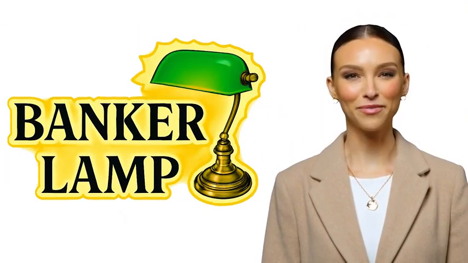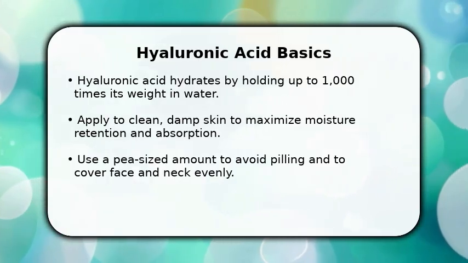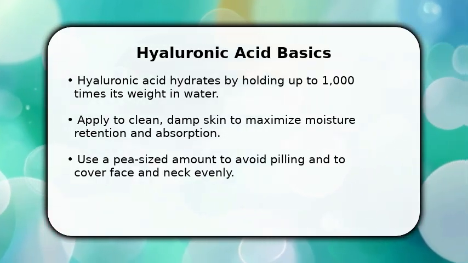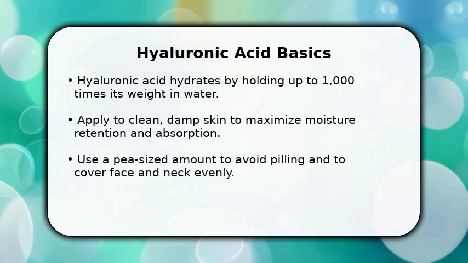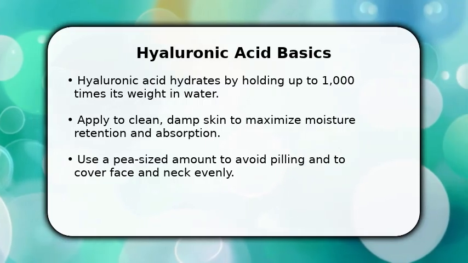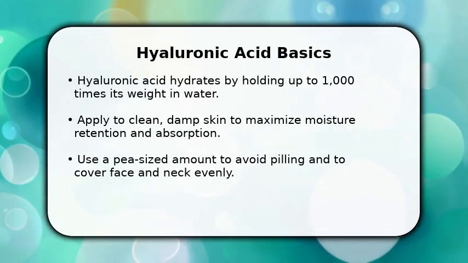Please enjoy the video. In this video, I will explain how to use Hyaluronic Acid Ordinary. Apply to damp skin immediately after cleansing to lock in moisture. Gently pat the serum, do not rub, so the product layers effectively. Follow with a moisturizer or sunscreen to seal hydration.